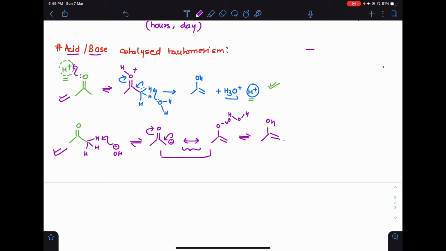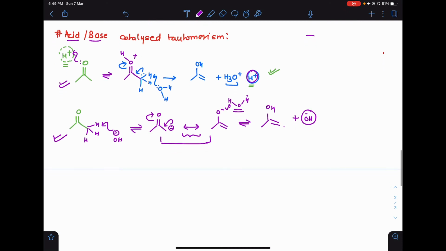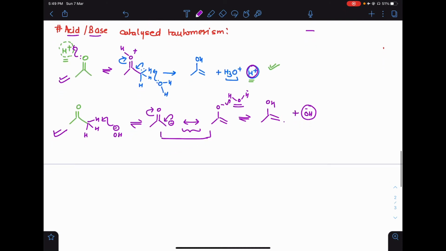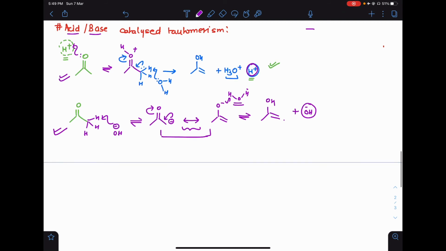As you can see in the first reaction also, we got back our H plus. In the second reaction also, if you see, after taking H plus from water here, you will get back your OH minus. So both the first as well as second reaction are catalyzed, first one with acid, second one with base. So let's see some reactions based on this enol form.